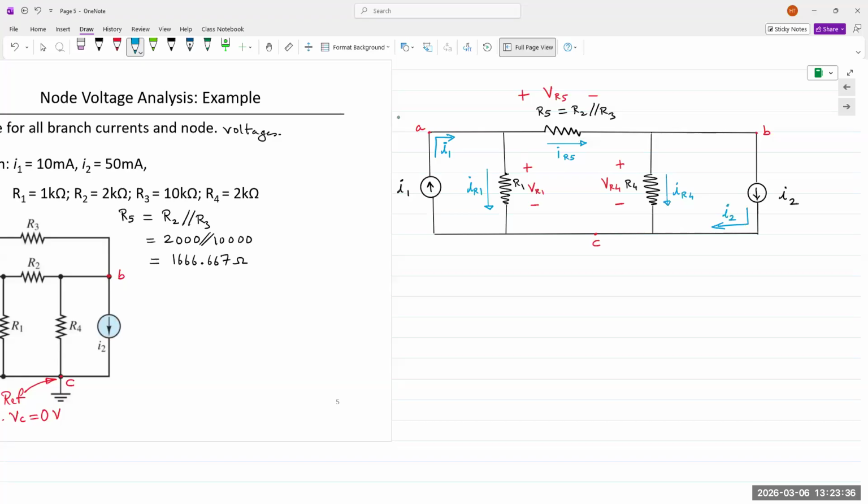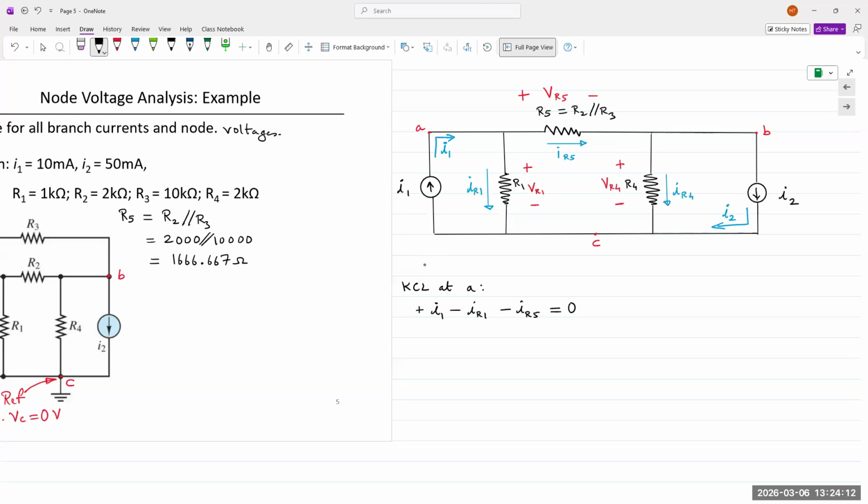Now, all we need to do is apply KCL at both those nodes. So, apply KCL at node A. What do I have? I have I1 entering and IR1 and IR5 leaving. So I'm going to write I1 entering, so plus I1 minus IR1 minus IR5 is equal to 0. That's the first step, KCL.